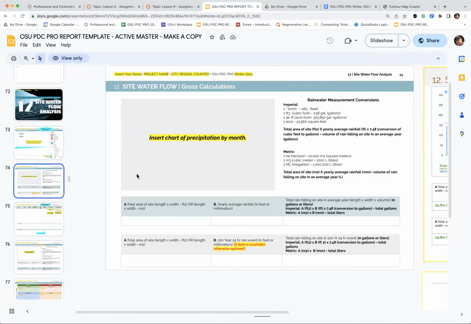And we take some of the data that we've accumulated. So our total area of the site, our average annual rainfall, and then we get the total. The formulas for both metric and imperial are here, and they're quite easy to follow. A little harder if it's imperial. You have to get the area and multiply it by the total feet in terms of your annual average rainfall, and then also multiply it by 7.48 to get gallons, whereas metric is just the square meters times millimeters to get total liters. Super simple.